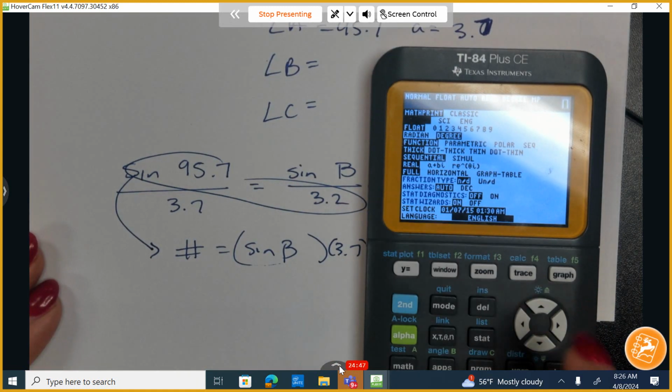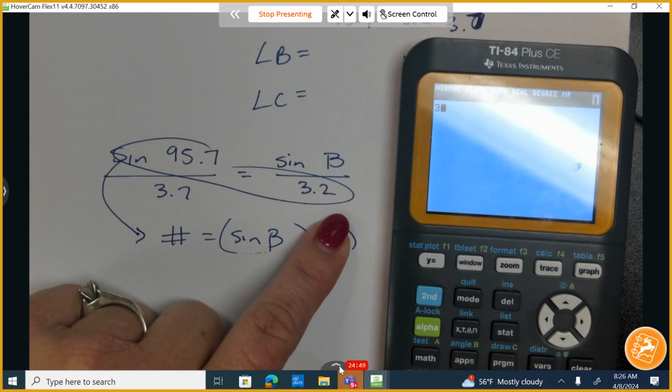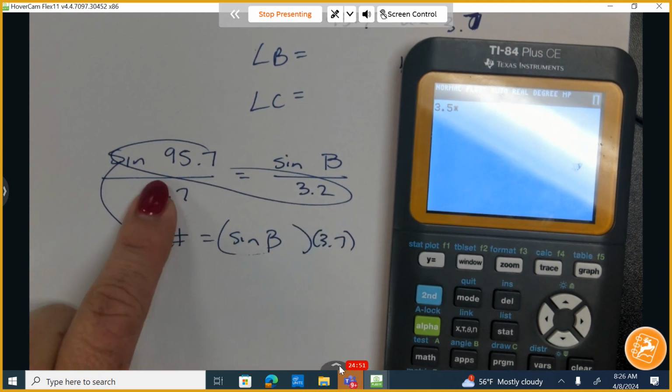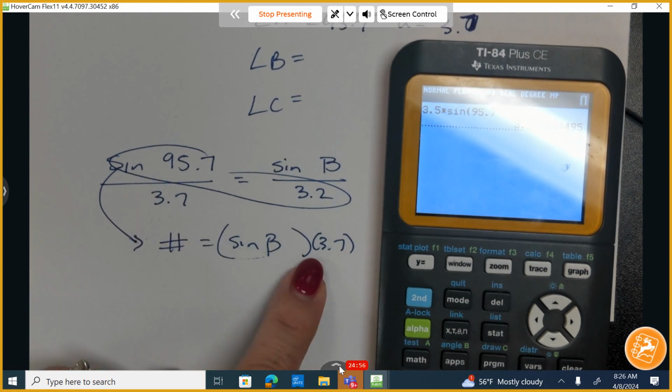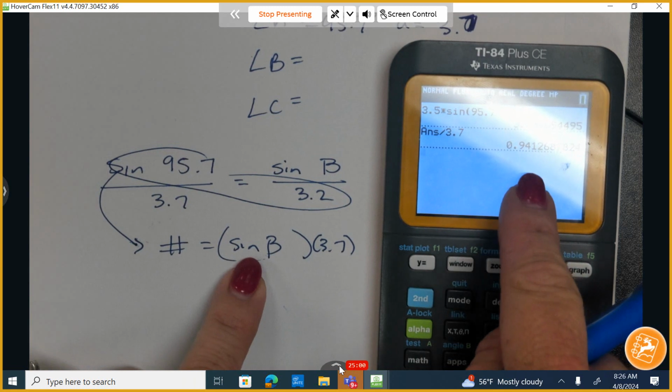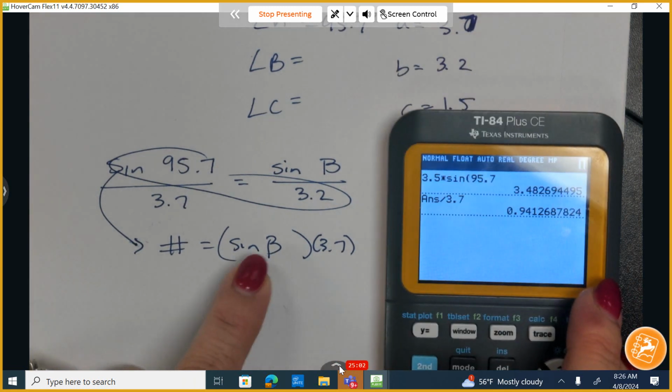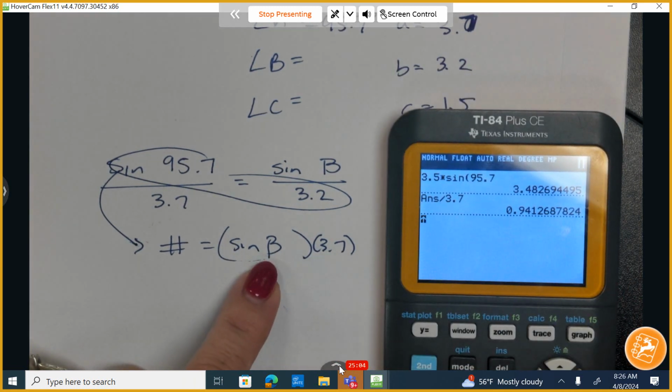Making sure you're in degrees. I'm going to multiply 3.2 times the sine of 95.7. Okay, and then I'm going to divide by 3.7. Now that's what the sine of B is equal to. In order for us to actually figure out angle B, we're going to take the inverse of sine and I'm going to paste that in.